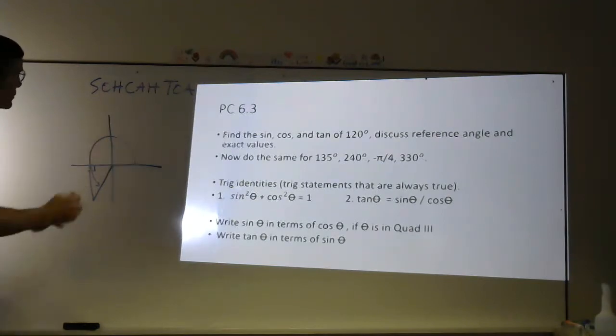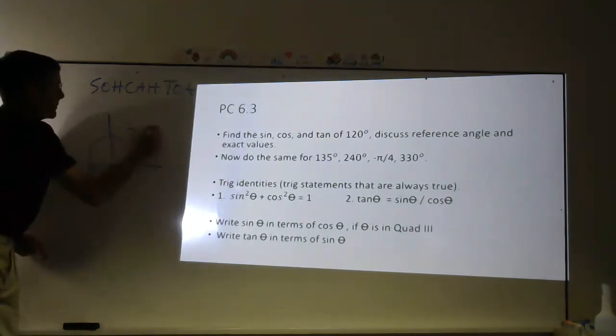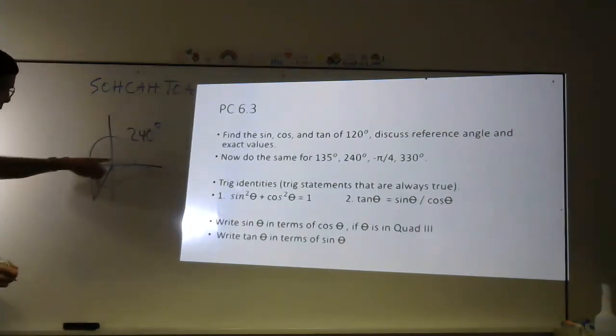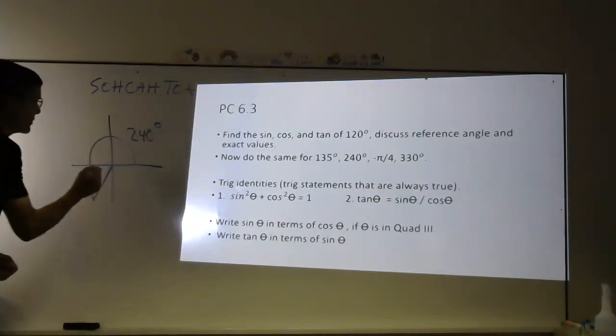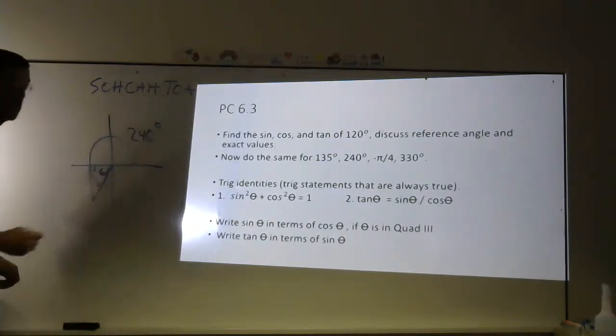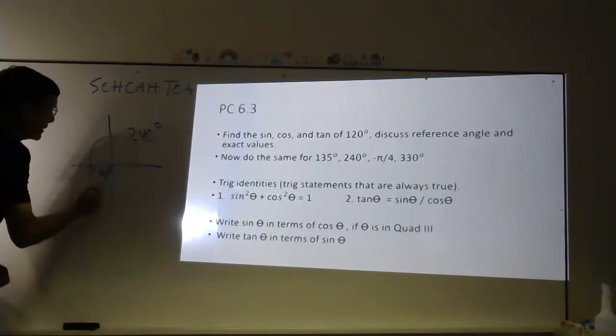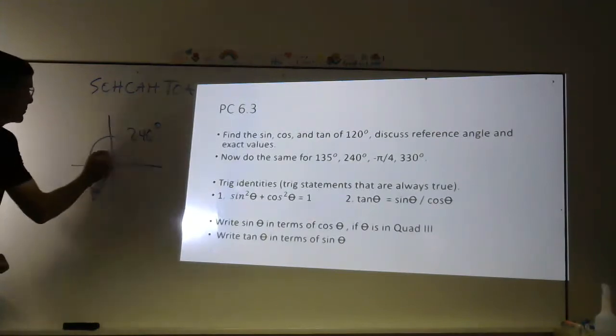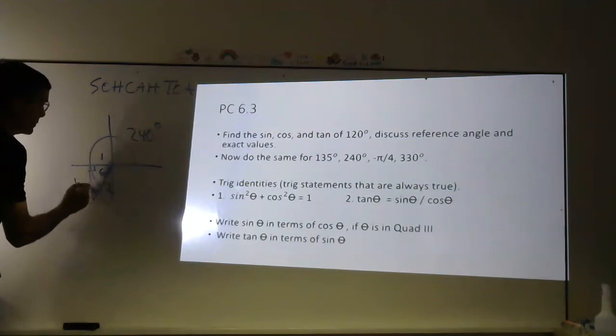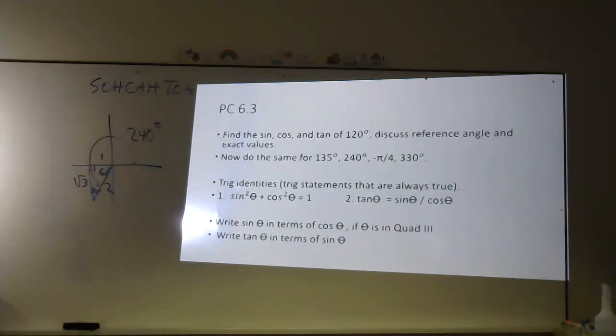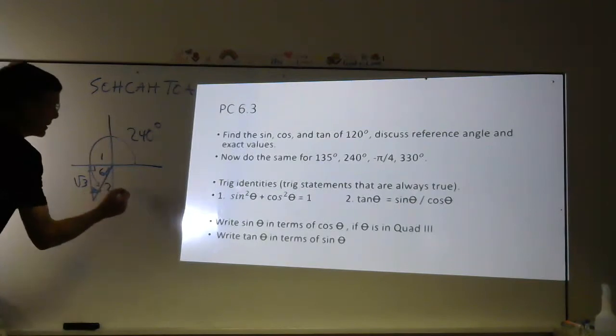If this is 240, then this over to here is 180, so this angle has to be 60. So it is a 30, 60, 90, which is 1, 2, root 3. Correct? Okay, so let's do sine, cosine, and tangent now of 240.